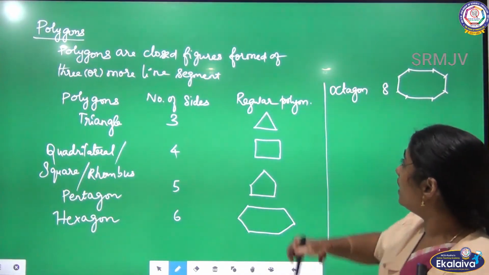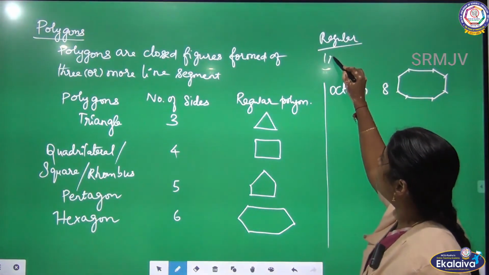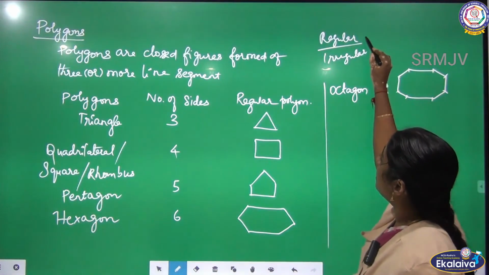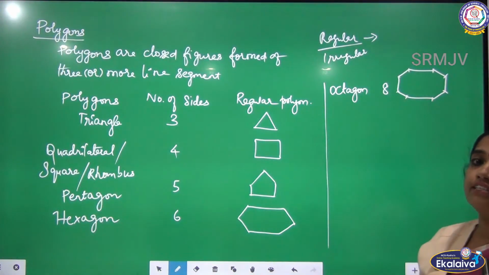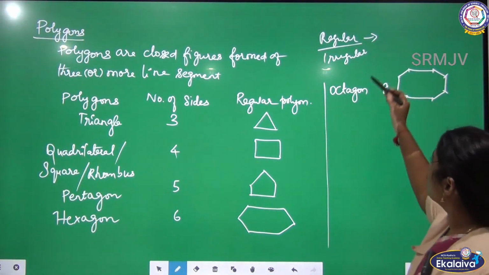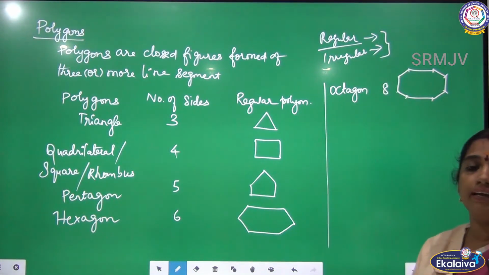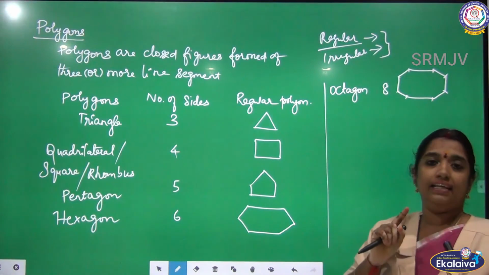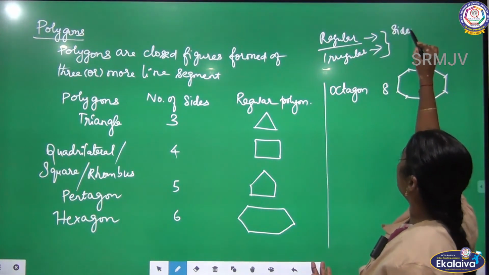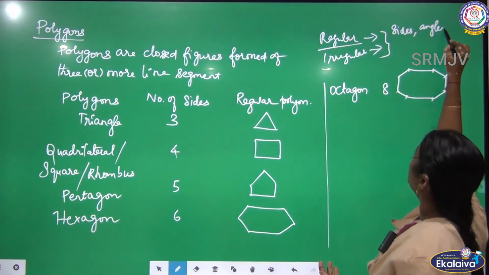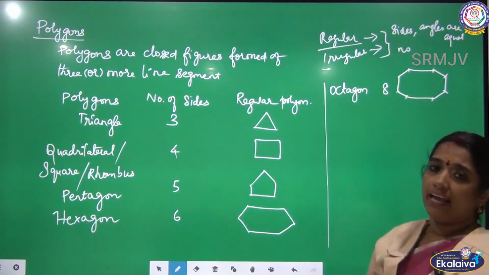In polygons, regular and irregular are there. Now I am telling about regular and irregular. Listen, for the regular, all the sides are equal and the angles are also equal. Okay, if not, it is irregular. Can you understand the difference between the regular and the irregular? Regular means the sides as well as the angles are equal. If not, then it is irregular.